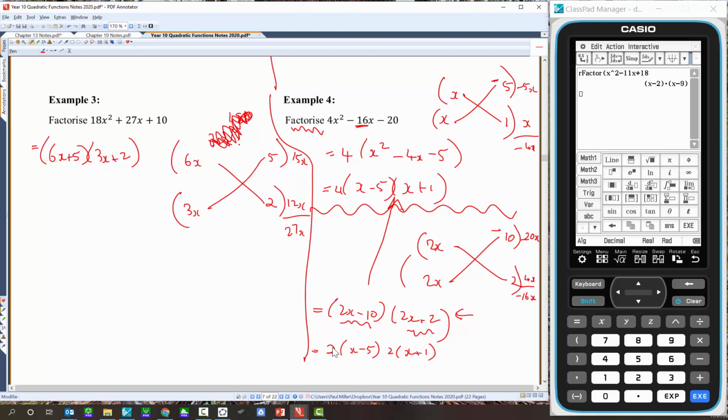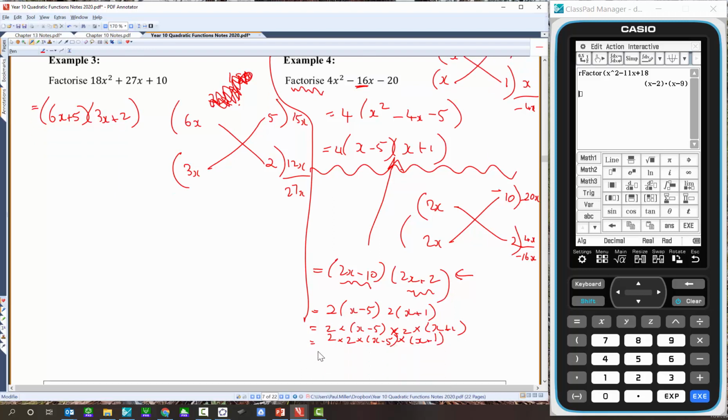All right, now noting that these are all being multiplied together, this is the same as 2 times x take 5 times 2 times x plus 1. Now with multiplication, the order doesn't matter, so we can do these in whatever order we want. So I can do 2 times 2 times x take 5 times x plus 1. Now, what does that equal? Well, 2 2s are 4, x take 5, x plus 1. All right, so we finally got there.